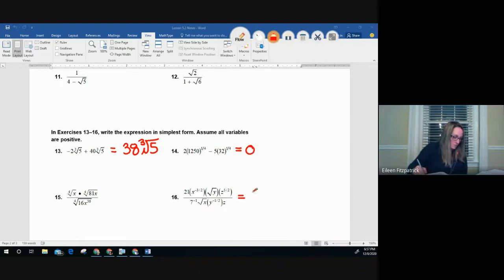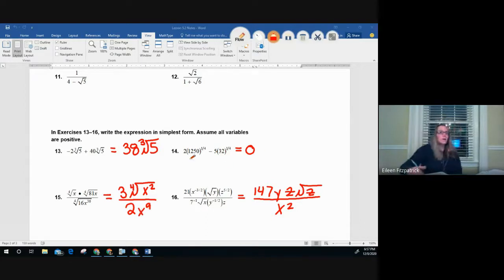Number 16, the answer is 147 z square root of z all over x squared. And number 15, the answer is 3/4 root of x squared all over 2x to the 9th. Okay, so I want you to try these. They're writing the expressions in simplest form, assuming that the variables are all positive.